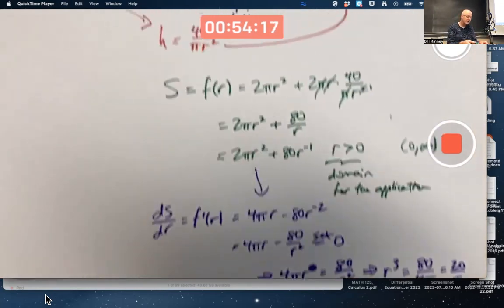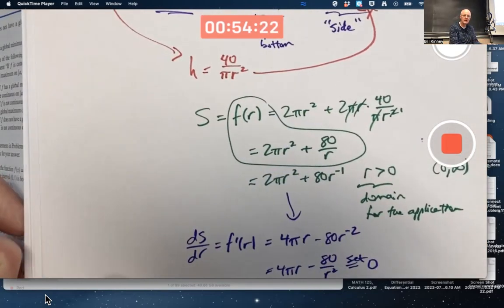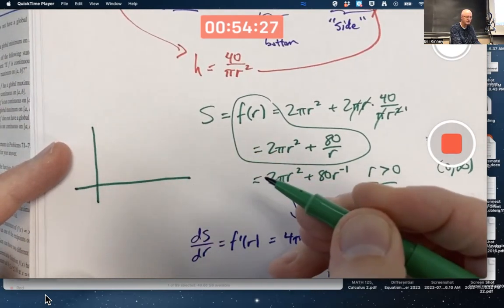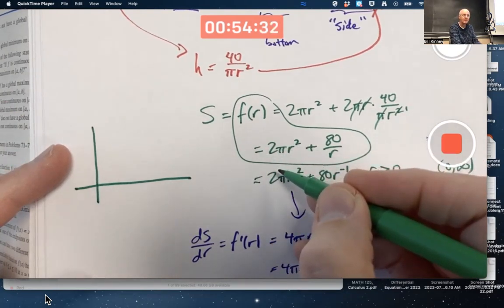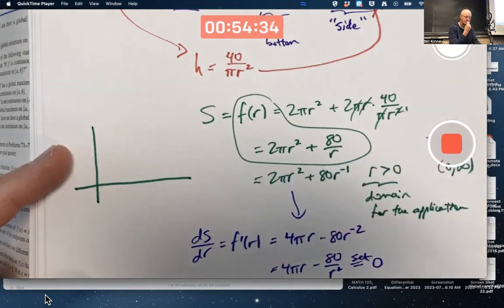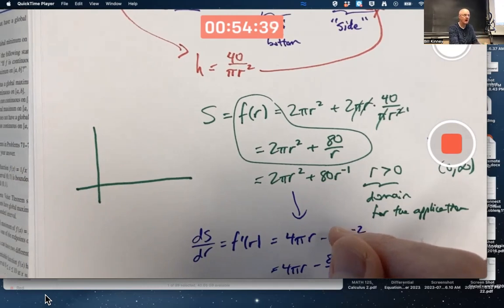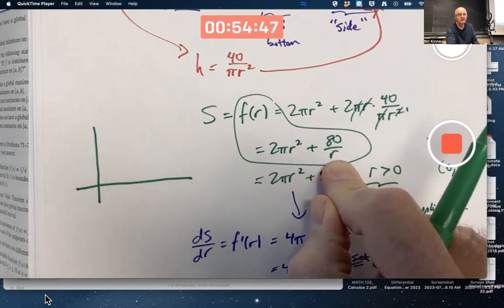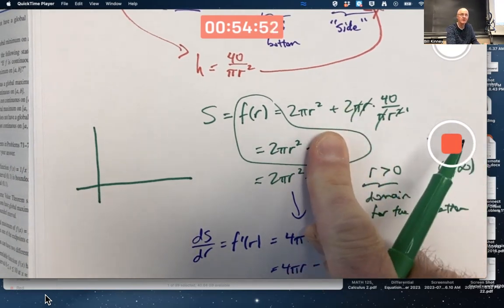What does the graph of f look like? What does the graph of this function look like? You actually can draw it, well, of course, with your technology, but you can actually make sense out of the graph of this without calculus and without technology. When r is very large, 100, 1,000, 1,000,000, that quantity, 80 over r, is very small and contributes very little to the function output. The function acts like 2 pi r squared when r is large, which is quadratic.